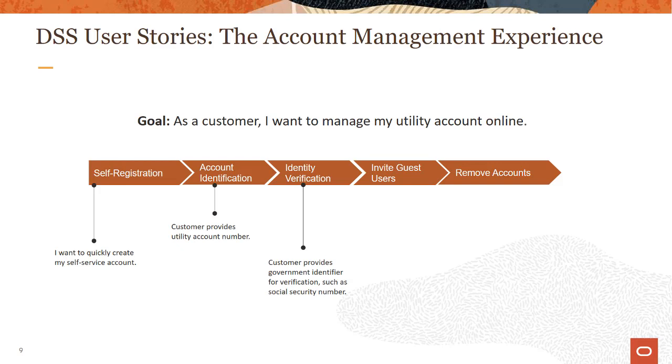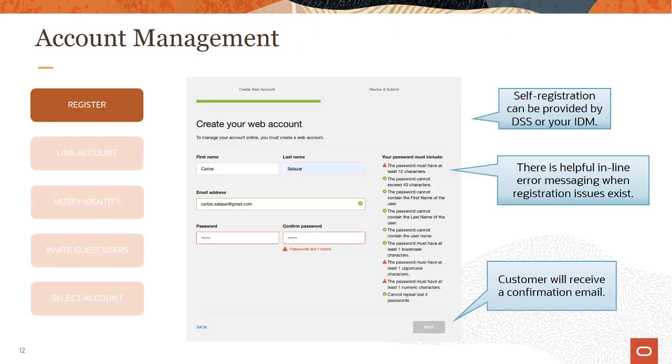Verifying identity ensures that the person with the account number is authorized to see and manage this account online. Then, if the main account holder wants other people to be able to manage this account online with their own login credentials, they can invite them to be a guest of this account. This helps to maintain clean mappings of web users to persons in the billing system and follows best security practices of not sharing login credentials between users. Finally, if anything changes, a web user can remove an account that they no longer wish to see in their profile.